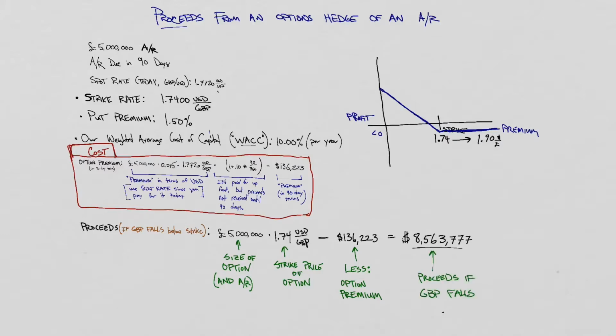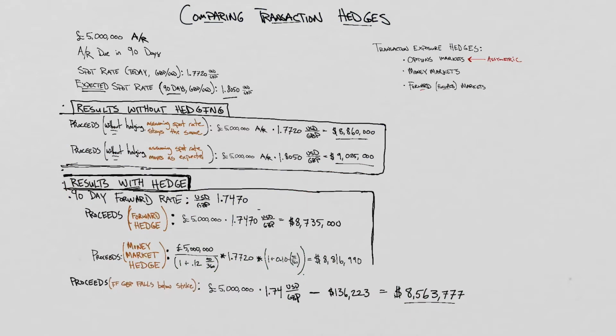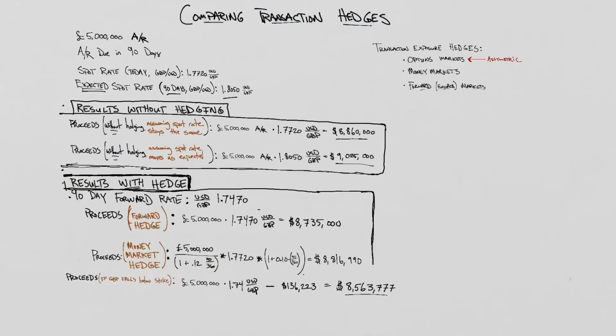And so we're almost done, and we can add this to our running tally of proceeds from these various hedging options at this point. But we're almost done because while we've calculated the proceeds to this option hedging strategy if the pound weakens, we haven't actually yet calculated the potential proceeds if the pound strengthens instead. And because an option has this asymmetric payoff profile, that's something that we need to consider.